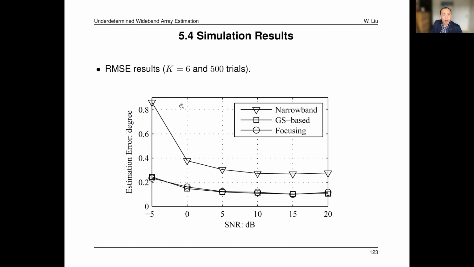And then we compare the RMSE results. You see the narrowband method just uses one frequency bin, and it's not as good, but with focusing and with group sparsity you have a much better result. For group sparsity and focusing, these two have a similar performance. This is the RMSE result versus SNR, from -5 dB to 20 dB.